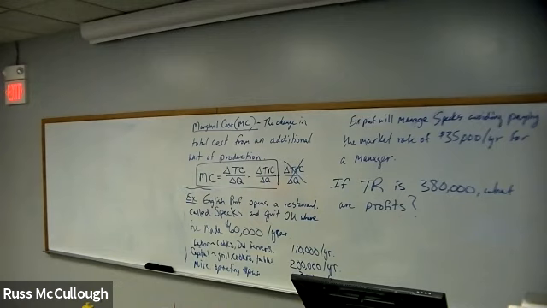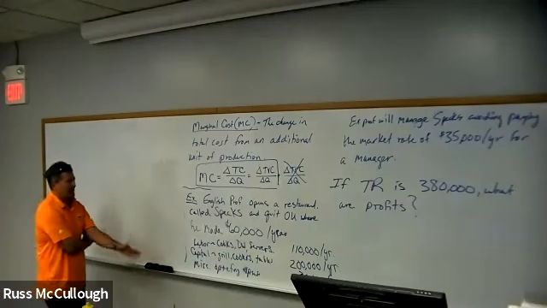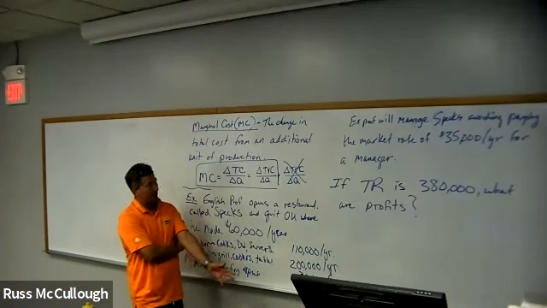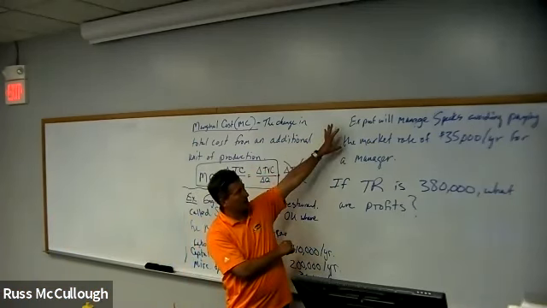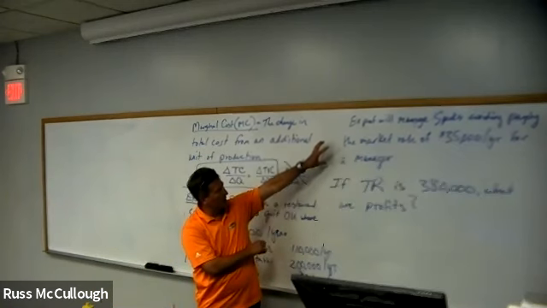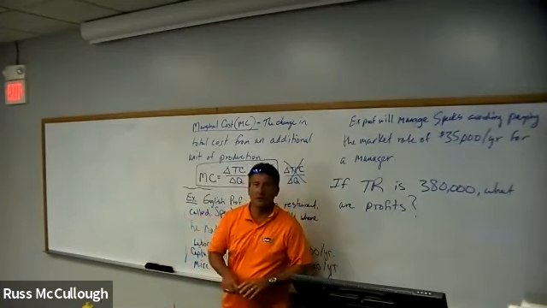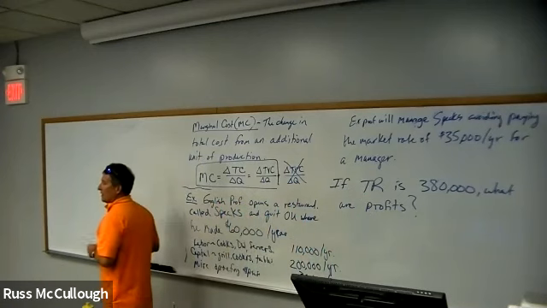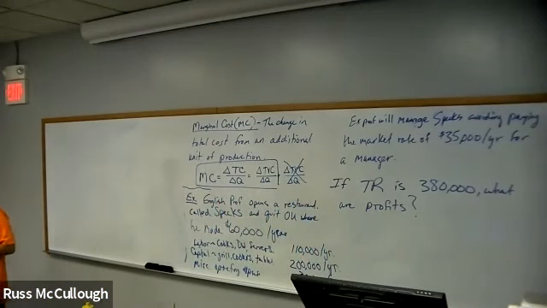Everybody got the story? Any questions about the details? So let's just review. He used to make 60 at OU. He's got these costs. He's going to manage it himself, so he doesn't have to pay that 35. And so if total revenue is 380,000, what are his profits?